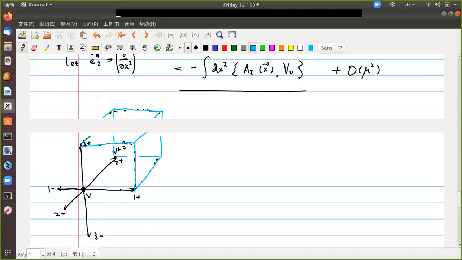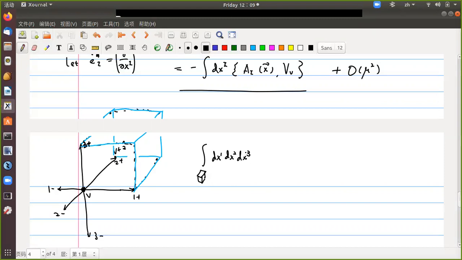Okay, so these three edges, 1 plus, 2 plus, 3 plus, determine a cube. All right, so now let's consider the integral of, let's just draw a cube to illustrate this, and integrate the Hamiltonian constraint in this cube, so dx1, dx2, dx3.